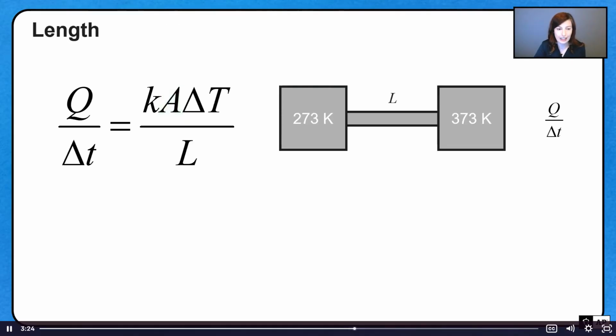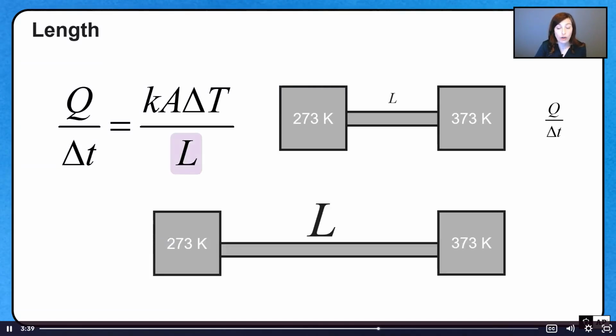Now let's focus on the length. We have the same setup as before, those two objects that differ by 100 Kelvin, and they're connected by a cylindrical rod. This time we're focusing in on the length of it. We're going to replace that cylindrical rod with one with a greater length. And we know by looking at that equation that we would expect there to be less energy conducted through that rod in the same amount of time. In other words, the rate at which energy transfers will decrease.